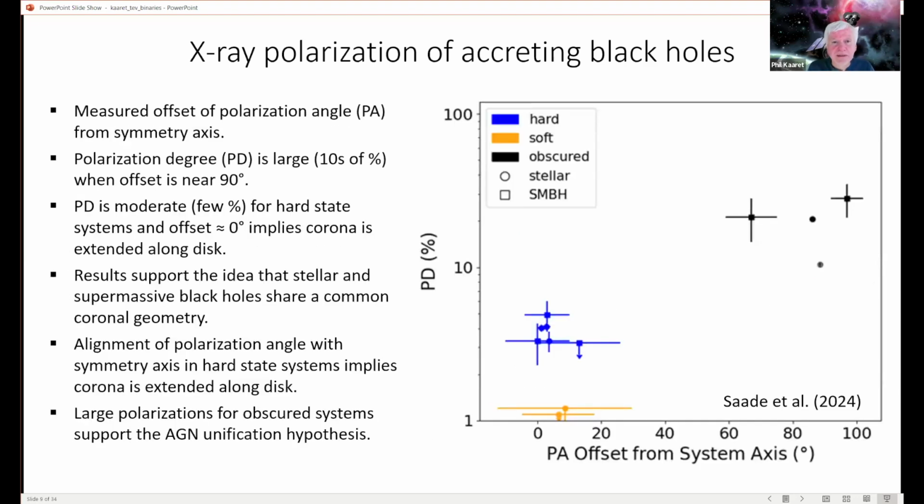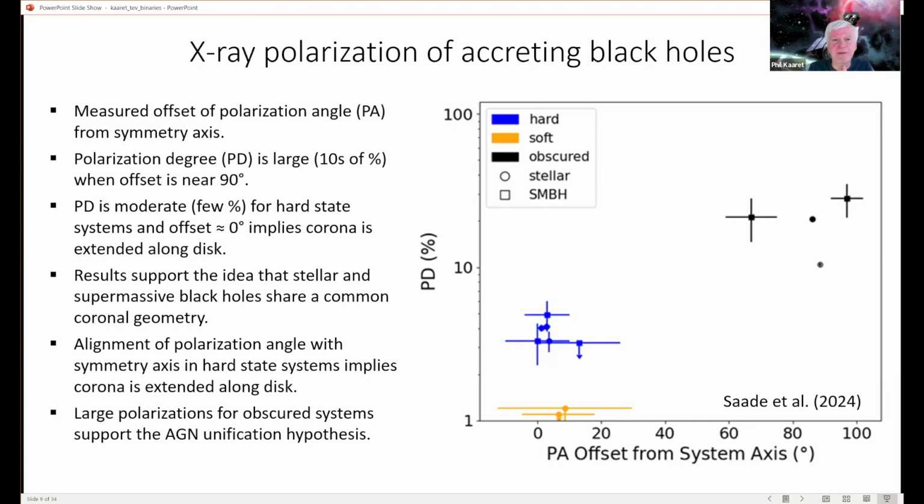So what Linny did was take the polarization angle and measure the offset from a symmetry axis. You can think of the symmetry axis basically as the jet axis. And some systems don't produce jets, so we had to use something else, like an ionization cone, to estimate the symmetry axis. But the idea is, you can think of it as just, is the polarization angle offset from the jet axis, or the source to make a jet.